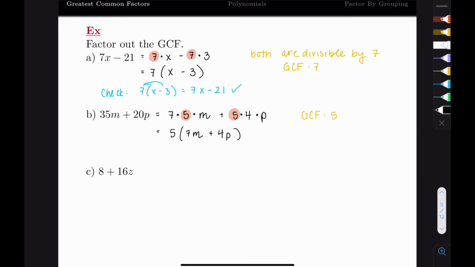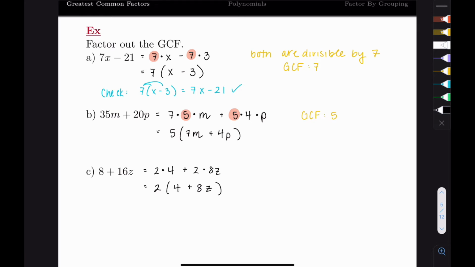Okay. For this next one, we have a couple different options. And again, we want to pull out the greatest thing possible. So again, this one doesn't have any variable, so I can't take a variable out. However, the 8 and the 16 are both divisible by a couple things. You might not notice the highest number, but maybe you notice that they're both divisible by 2. So if I tried to do that, and I write the first piece as 2 times 4 plus 2 times 8z, we could take the 2 out, and then we're left with 4 plus 8z.